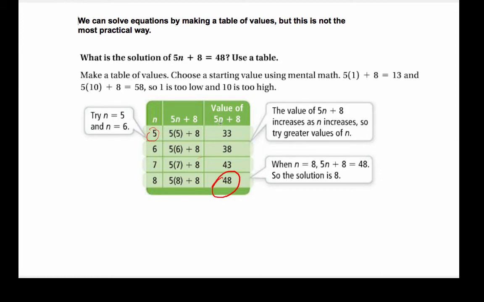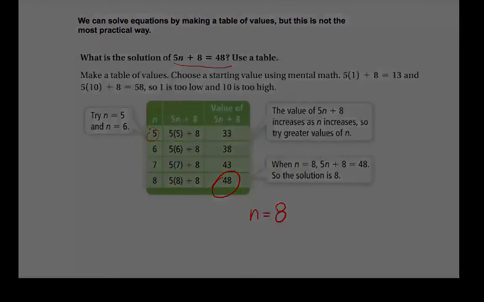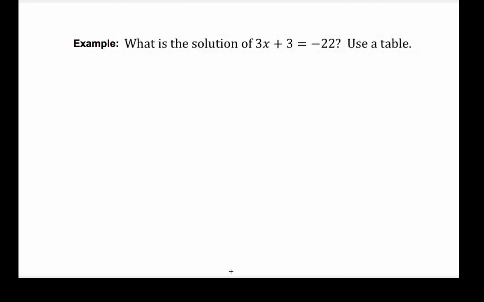Again, we want to know when does 5n plus 8 equal 48, because that's what our equation says. So when n is 8, the left side of our equation is 48, and that gives us a true equation. So the solution is n equals 8. So let's try this. What is the solution of 3x plus 3 equals negative 22? Use a table.